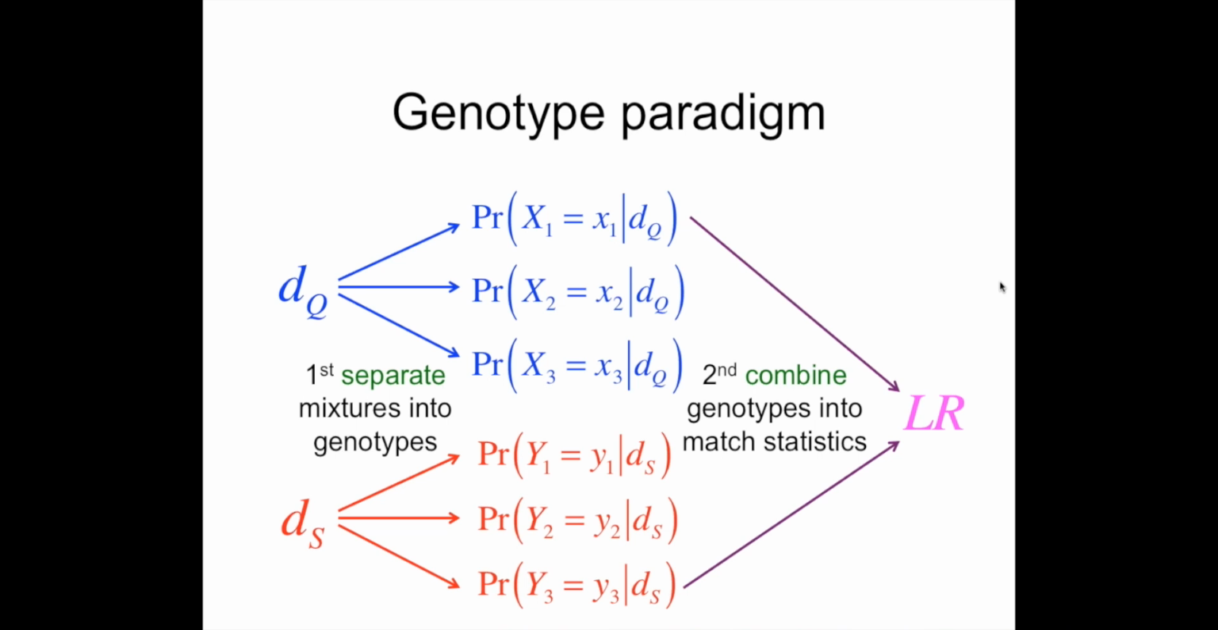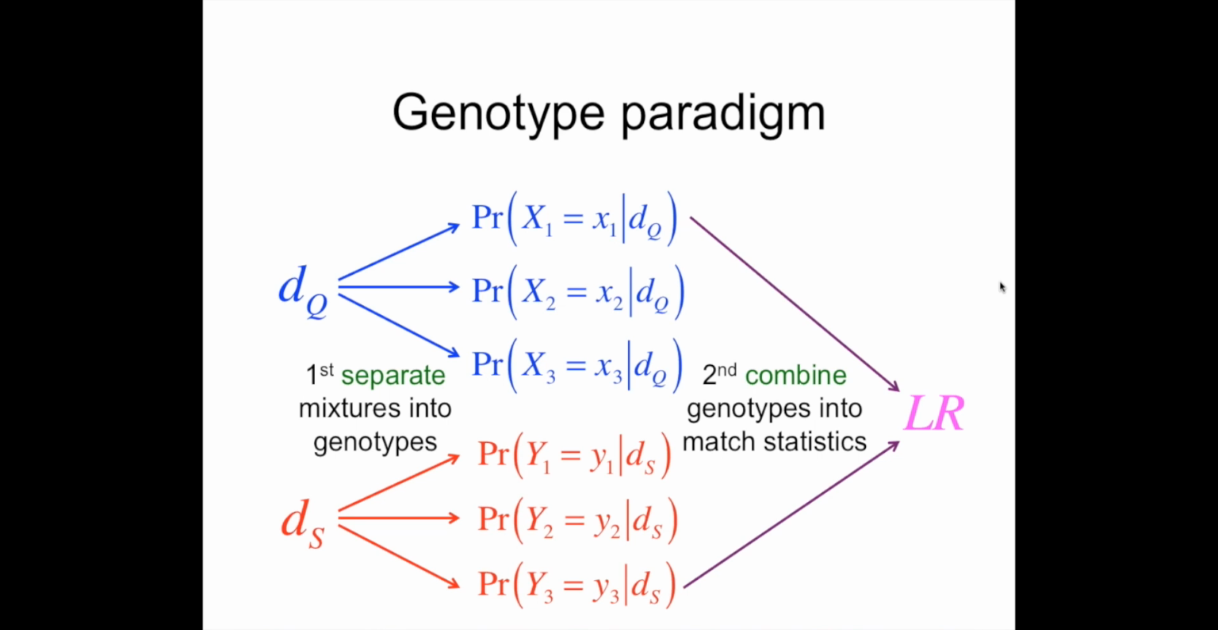Now, a different evidence or reference item, in this case a evidence item, is shown in red for some subject or some sample data, D sub S, is similarly split into its genotypes and its probabilities. And that's the genotypes and the probabilities are shown in the center. And the second step is after data from mixtures, kinship, or whatever source of genetic information has been separated into genotypes, then they can be recombined into match statistics.